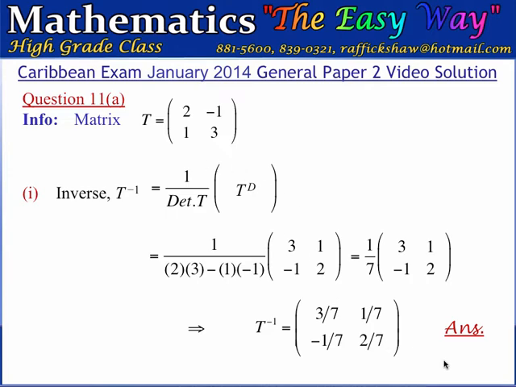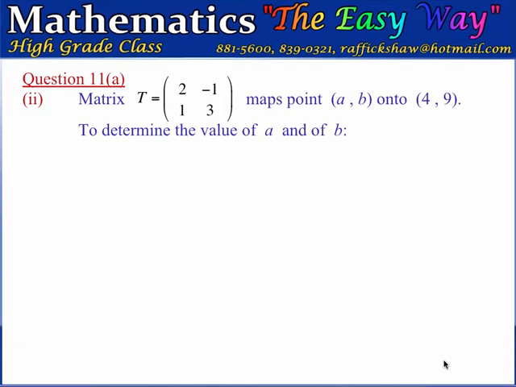Let's move down now to part 2. Part 2 tells us that the matrix T maps the point AB onto the point 4, 9. We are required to find the value of A and the value of B. Those are the values in the coordinates of this point. This information can be represented on a diagram like this. That is, the point AB is mapped onto the point 4, 9 by the matrix T.